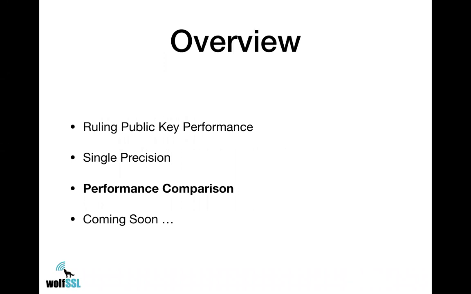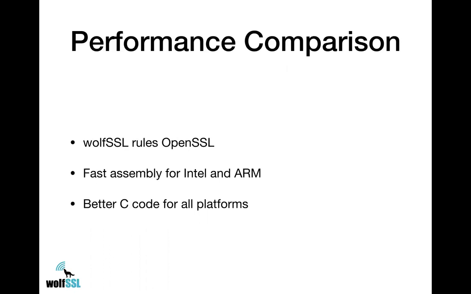So how about a performance comparison to see why I'm claiming that we need to be really using this wolfSSL SP code. wolfSSL rules OpenSSL. We've got fast assembly for Intel and ARM, and better C code for all platforms. I'll go into the comparison of the SP's C code in the coming soon section, but you'll see, it's a lot better.